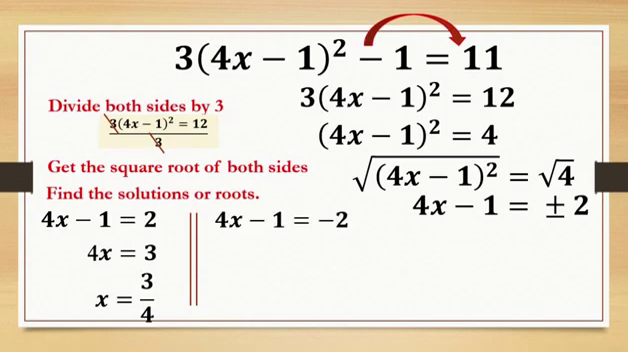And then, for our second equation, we have 4x minus 1 is equal to negative 2. Same again, 4x is equal to negative 1. Why? Because for negative 2, you move the negative 1, so negative 2 plus 1 becomes negative 1. So, divide both sides by 4. We will now have x is equal to negative 1/4.